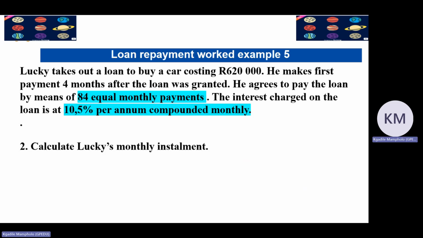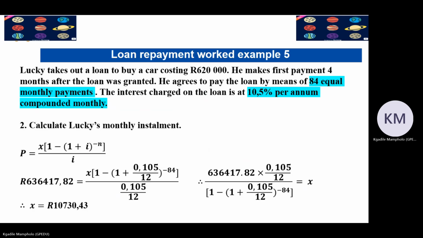Now, calculate Lucky's monthly installment. The P was calculated in the previous slide, and the N will still be 84 despite the delay, because he didn't agree to pay in 84 months, he agreed to pay in 84 equal monthly payments. So we substitute, the interest is divided by 12 because it's compounded monthly, then you cross multiply, and the monthly installment would be 10,730 rand 43 cents.